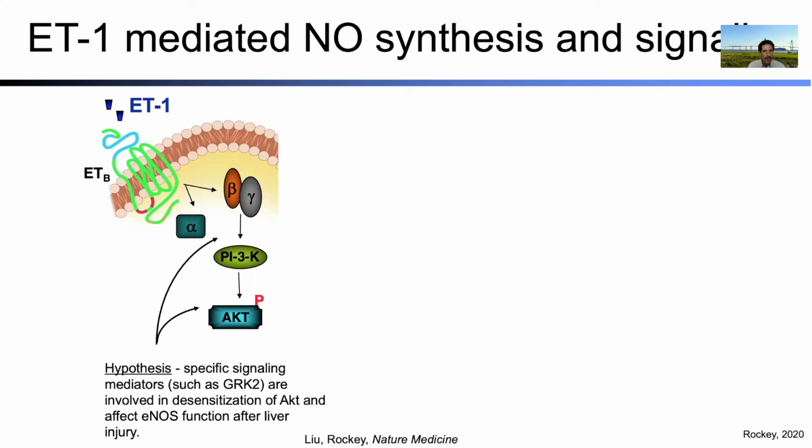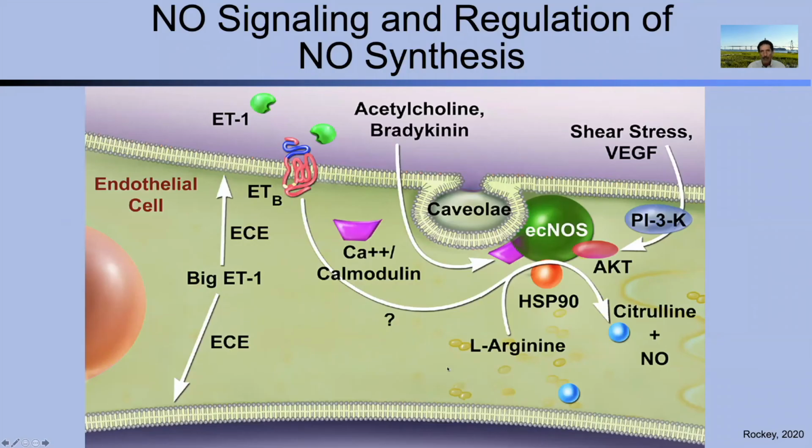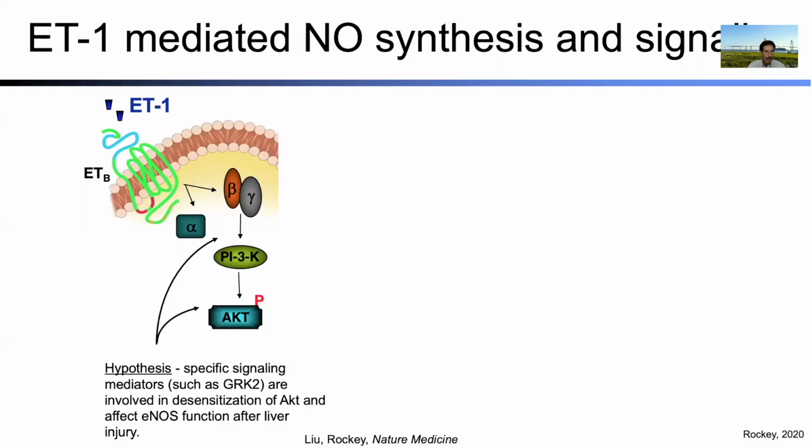NO. And we hypothesized that because the signaling pathway is through the endothelin B receptor, that this could be a G protein coupled mechanism. And therefore, this is a cartoon that shows endothelin B, GPCR, signaling to G proteins, then to PI3 kinase and AKT, which is very high upstream in the signaling pathway. We hypothesized that there would be some process for desensitization and reduction of the functional activity of the enzyme.